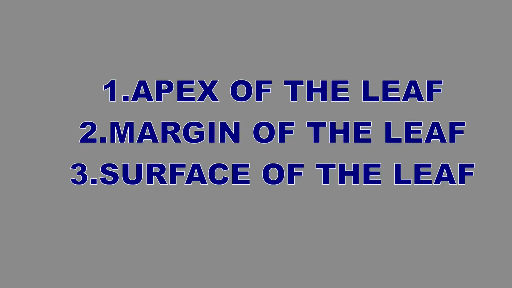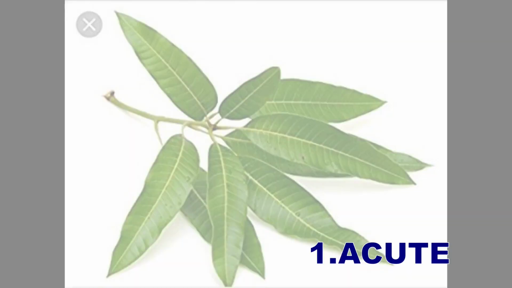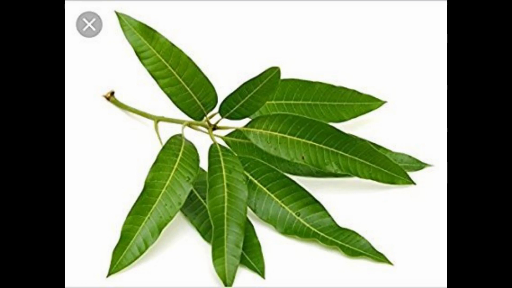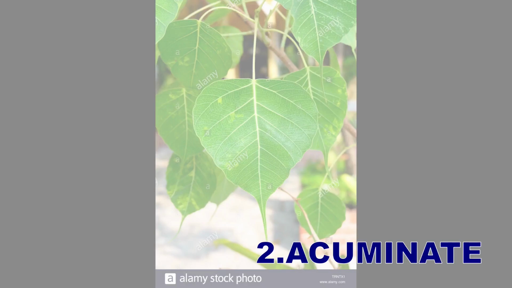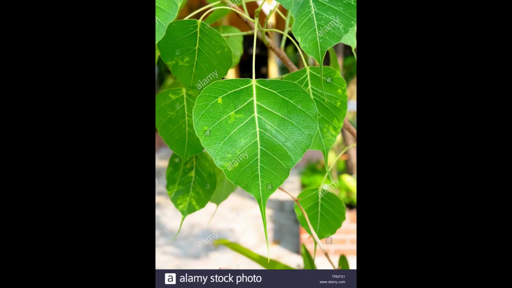In this video, we will discuss apex of the leaf, margin of the leaf and surface of the leaf. Like shape of the lamina, apex of leaf is also variously shaped. First one is acute apex. Here, tip of the leaf is sharply pointed, forming an acute angle. Example, mango.